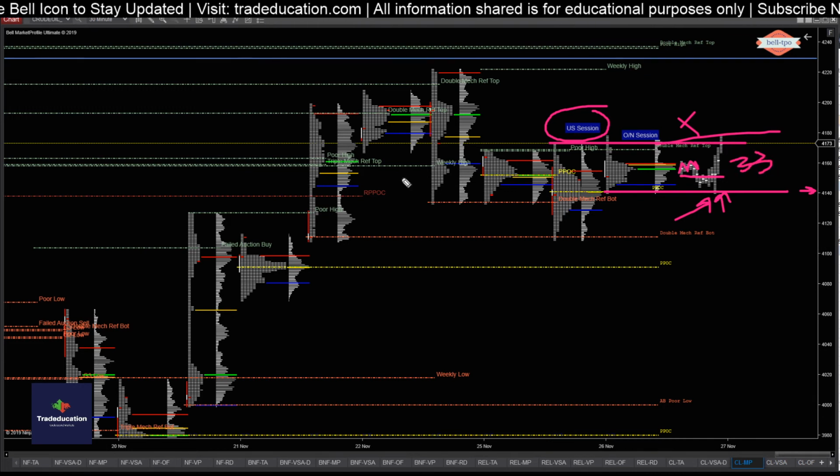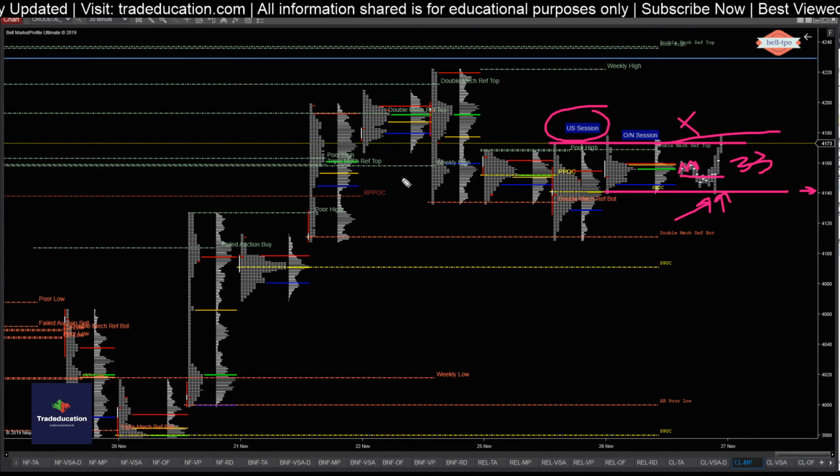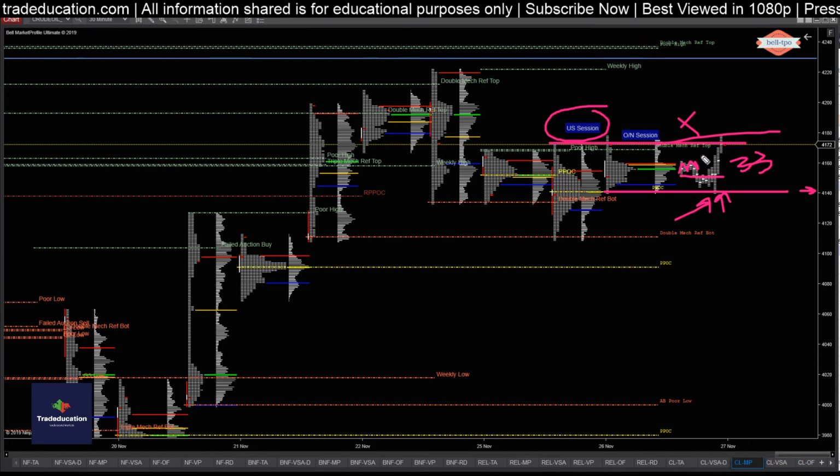Also, one more thing: I think from 1st of December the crude mini contracts are getting discontinued. So you will only be able to trade the crude mega lot, which is of 100 contracts.